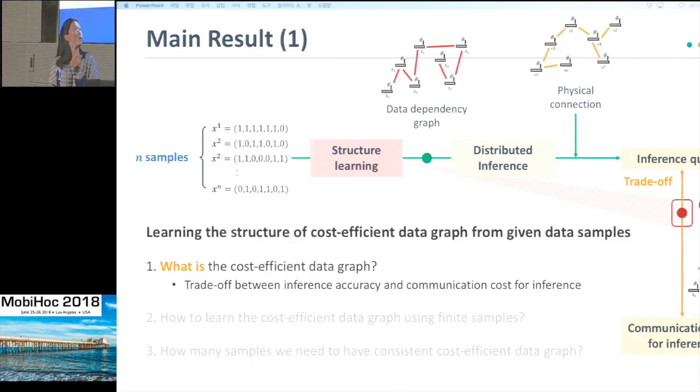So now I introduce the three kinds of our main results. The first is how to characterize and study the optimal cost-efficient data graph, which captures the trade-off between the inference accuracy and the communication cost from the two different inference methods.